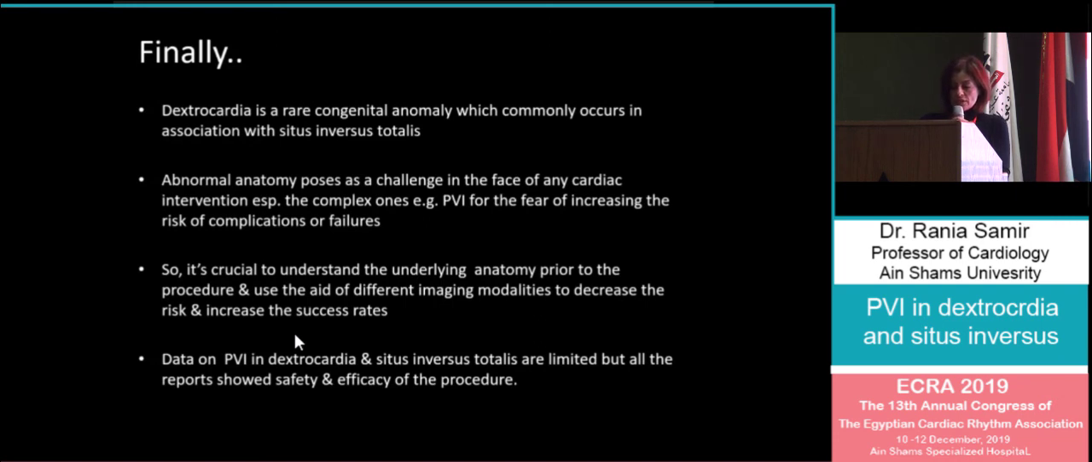Data on PVI in dextrocardia and situs inversus totalis are limited because it's a rare anomaly. But all the reports showed safety and efficacy of the procedure.